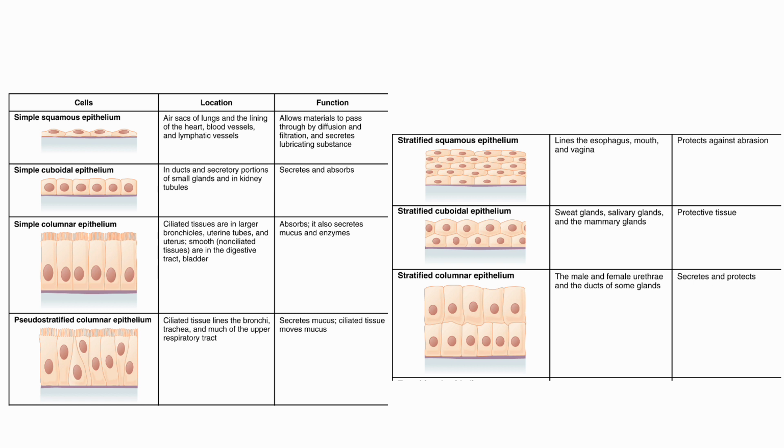The pseudostratified columnar epithelium secretes mucus, and the ciliated tissue moves mucus. The stratified squamous is able to protect against abrasions, and the stratified cuboidal is a protective tissue. And last, the stratified columnar is able to secrete and protect things.